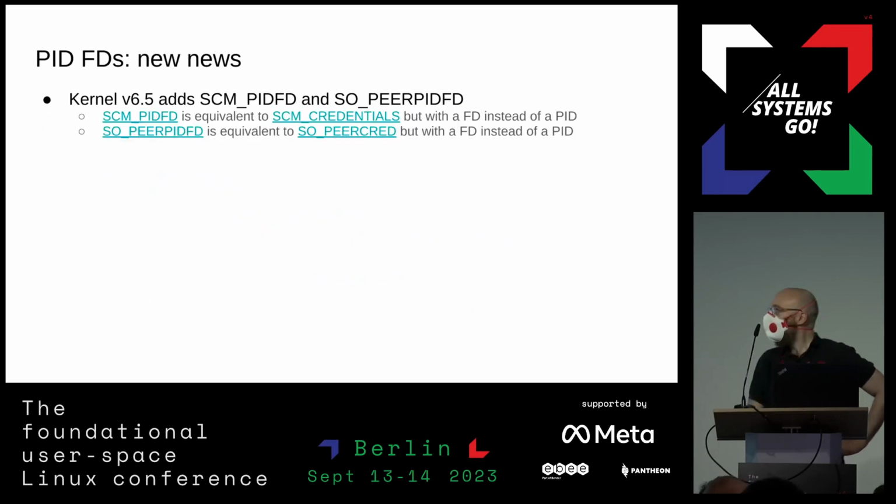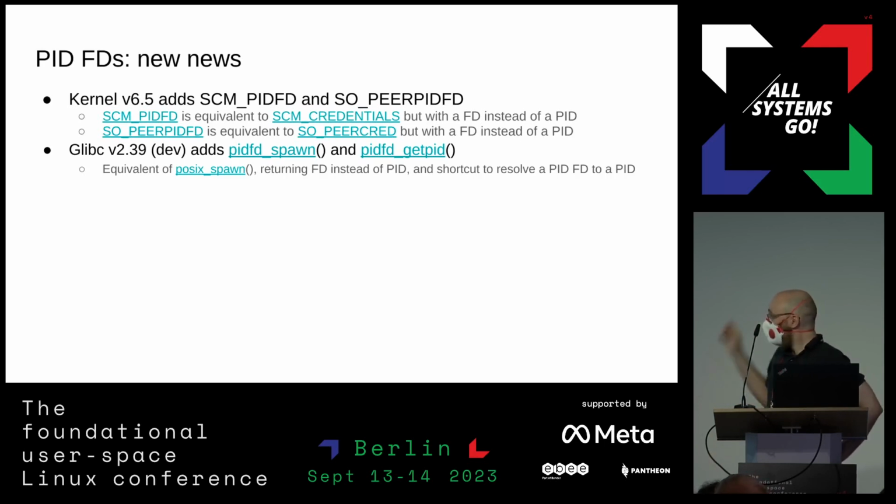What's the new news? Thanks to Alexander from Canonical, kernel 6.5 adds SCM_PIDFD, which is equivalent to SCM_CREDENTIALS, but with a file descriptor instead of a PID. Also, SO_PEERPIDFD, which is the equivalent of SO_PEERCRED, but with a file descriptor instead of a PID. This is a common theme of the talk. The second one is especially important because if you're talking to someone via Unix socket, you can ask the kernel, the trusted component, to tell you who's on the other side. And you can use the file descriptor to track the other side. You don't need to trust the other side to tell you who they are.